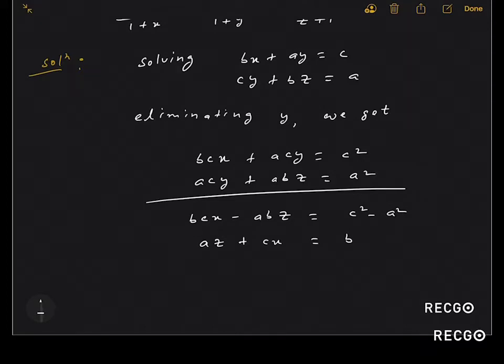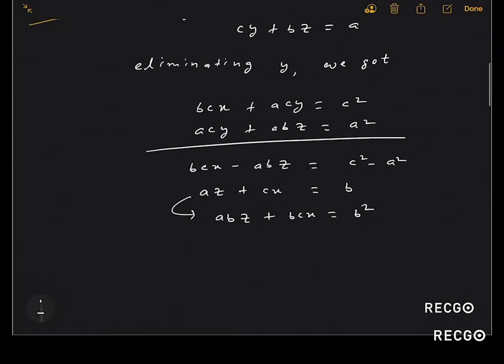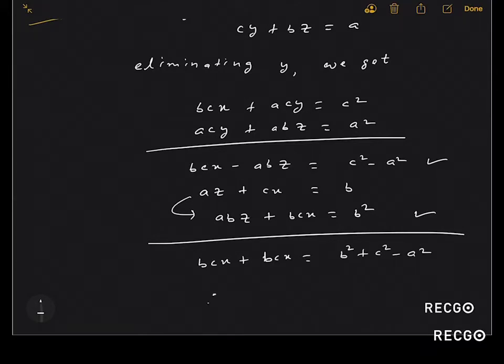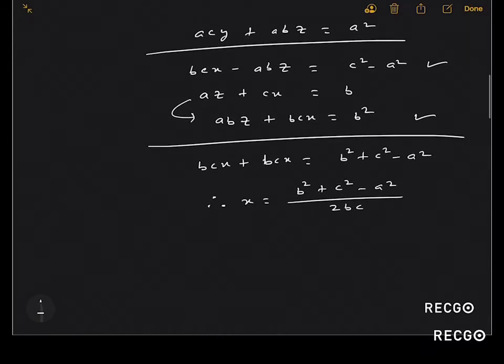Now multiplying this equation by b on both sides, I'm getting a into b into z plus b into c into x is equal to b square. Now we have two new equations, so I'm going to add these two equations to get the value of x, and you can clearly see on your screen that the value of x is equal to b square plus c square minus a square divided by 2bc. See, this must be familiar to all of you. Yeah, this looks like a cosine formula for a triangle, but before that, let us see.